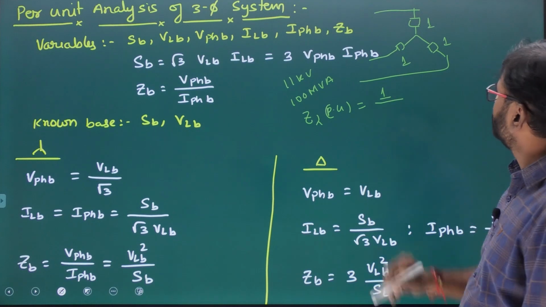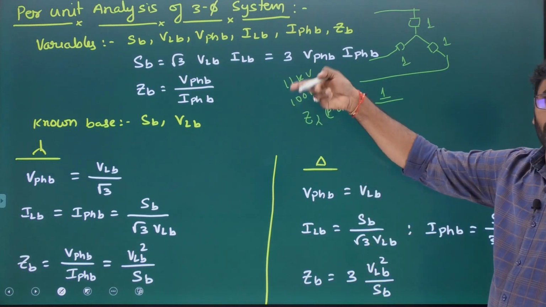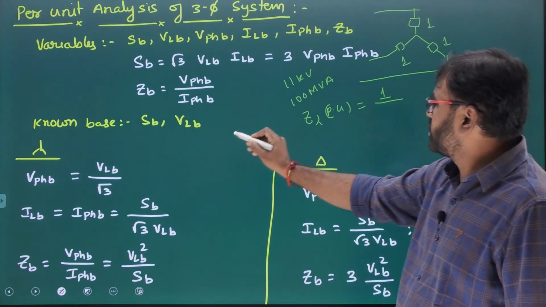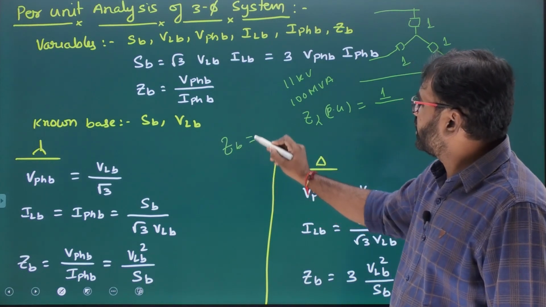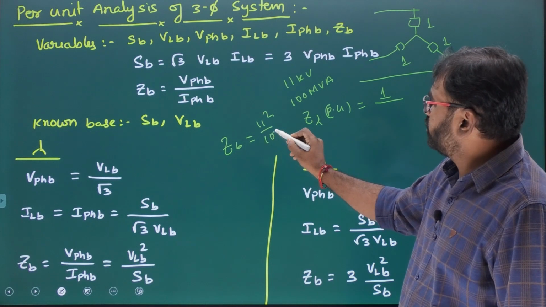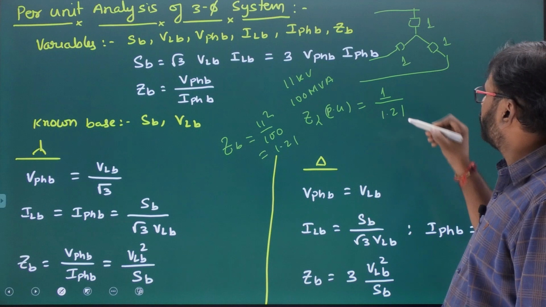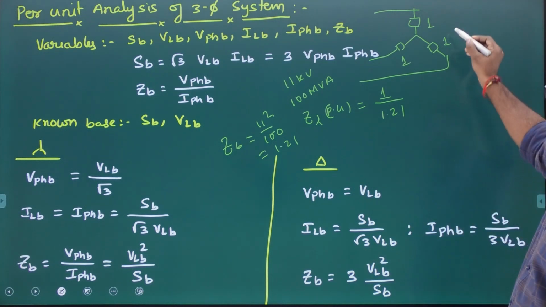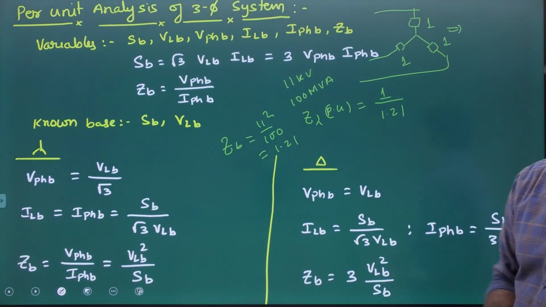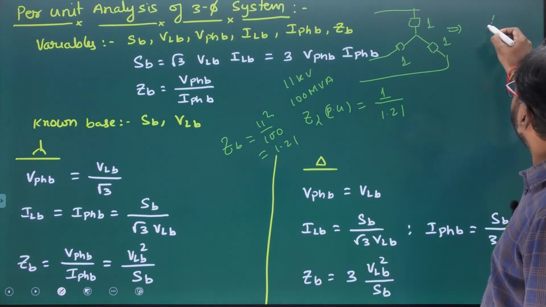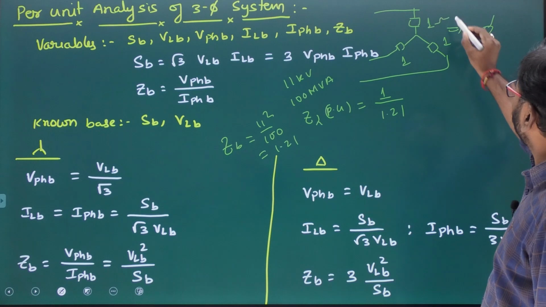1 by V line base, 11 square by 100 MVA. Z base, if you need, Z base you need to calculate. Z base equal to what now? For star connection, 11 square by 100, that is 1.21. So 1.21. Okay, that is for Z star in per unit. Now if I convert that into Z delta, so what is Z delta? We get 1 ohm here.